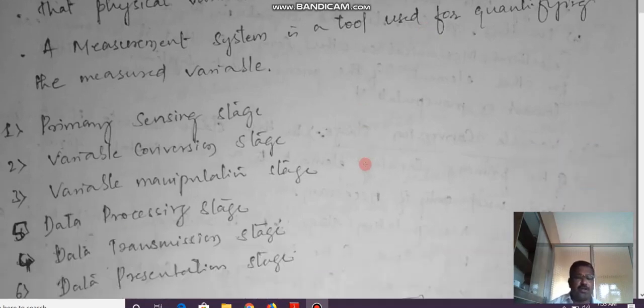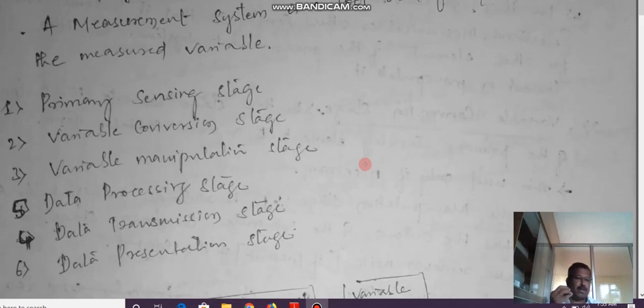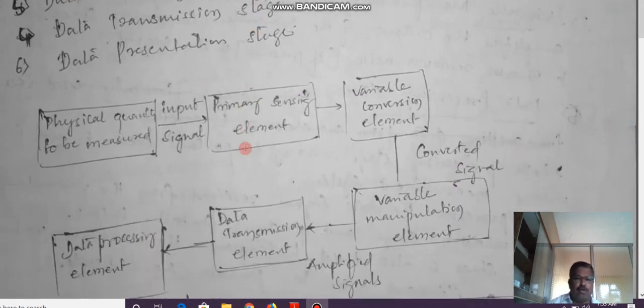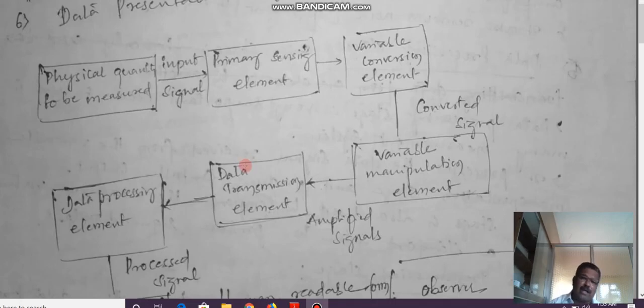Then what are the stages which are used in the generalized measurement system? They are also called the elements, or the blocks of the block diagram: the primary sensing stage, variable conversion stage, variable manipulation stage, and the fourth one is the data transmission stage. The fifth one is the data processing stage. At the end it is the data presentation stage. So these are several cascaded blocks which together make up the block diagram.